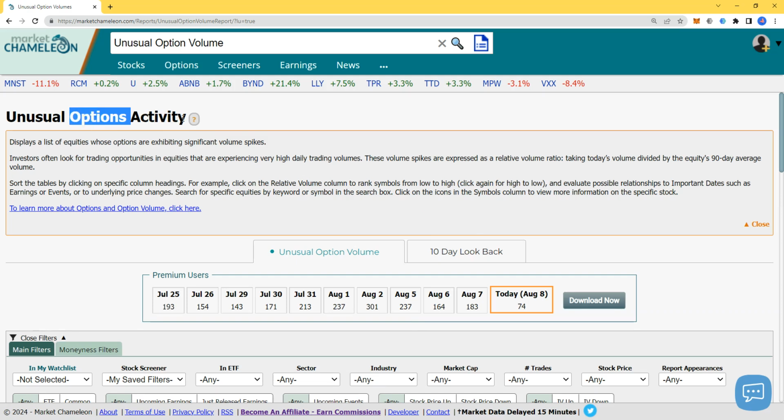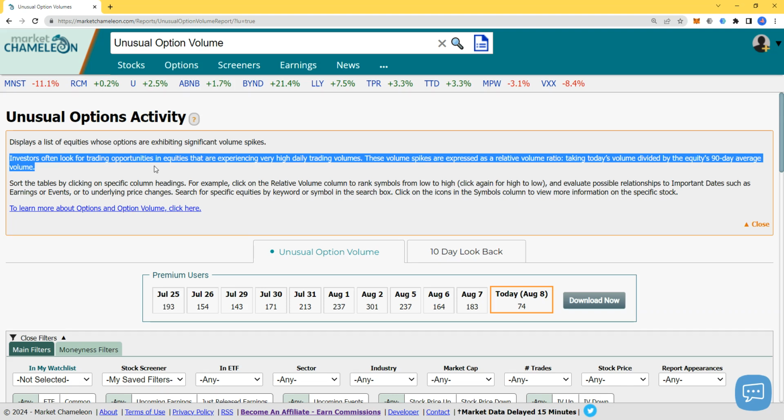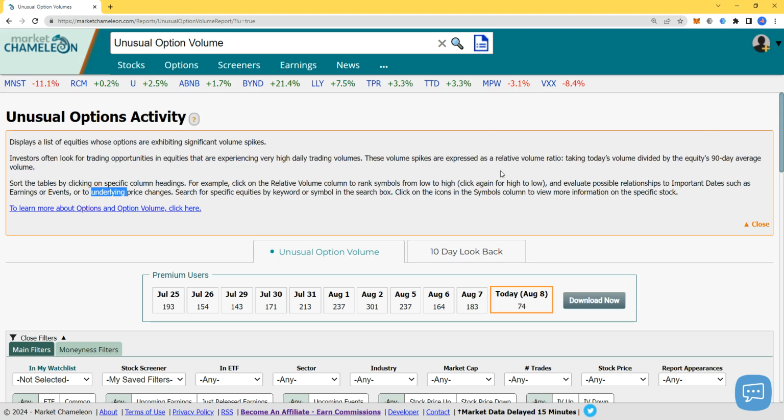Show unusual option activity. Let's read the question mark in here. Display a list of equities whose options are exhibiting significant volume spike. Investors often look for trading opportunities in equities that are experiencing very high daily trading volume. These volume spikes are expressed as relative volume ratio, taking today's volume divided by the equity's 90-day average volume. Interesting, I did not know that.